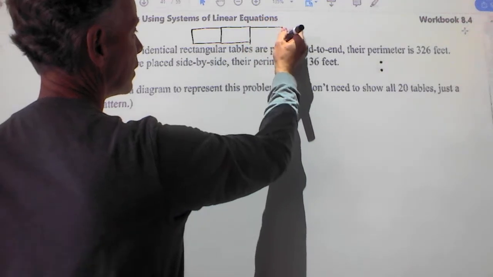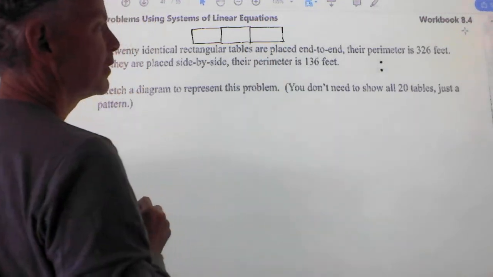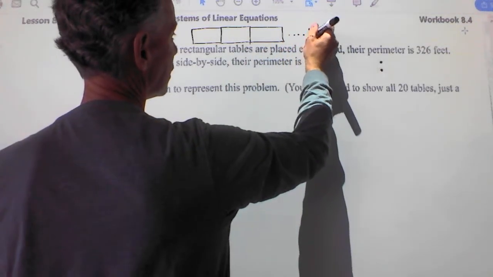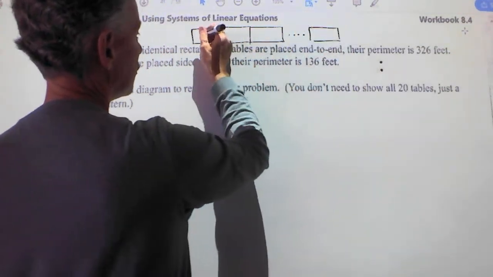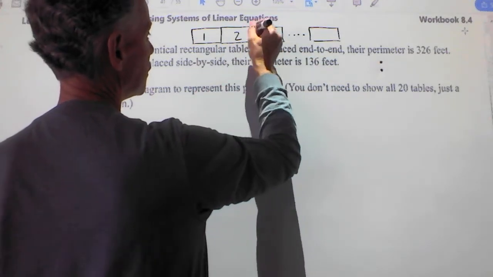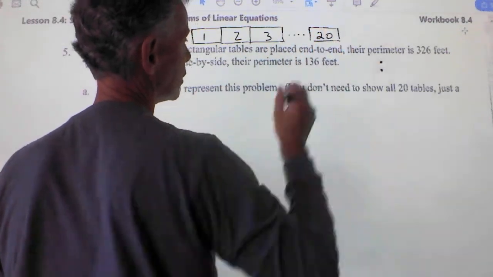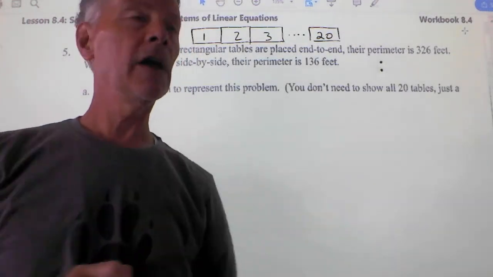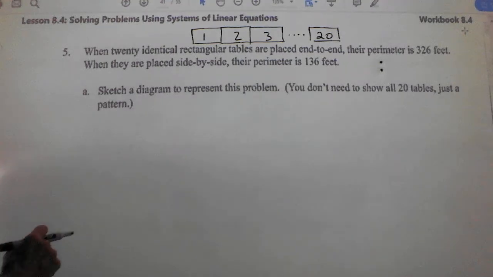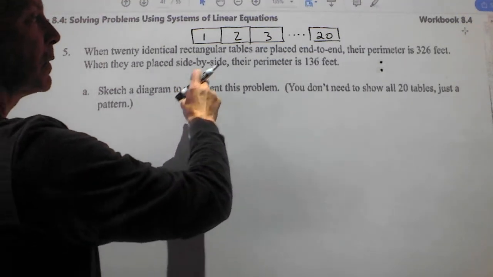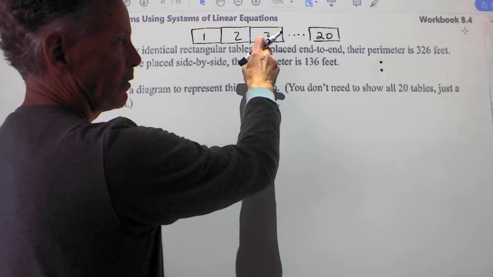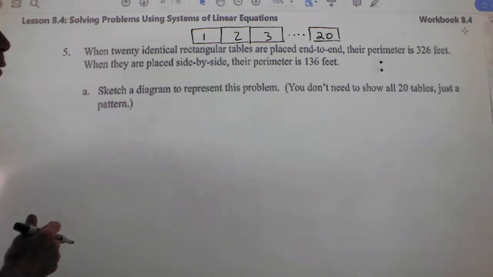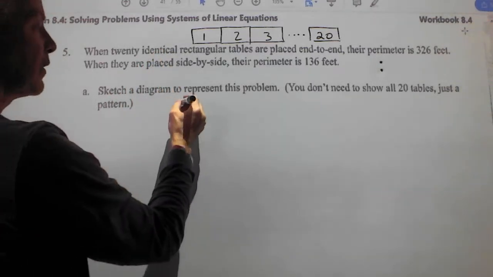So you've got something that looks like this, okay? And dot, dot, dot, from table number 1, 2, 3, all the way to table number 20. So you're going to get a long, skinny row of tables, okay? So that would be the diagram that represents the first scenario. The diagram that represents the second scenario would be to place the tables side by side.